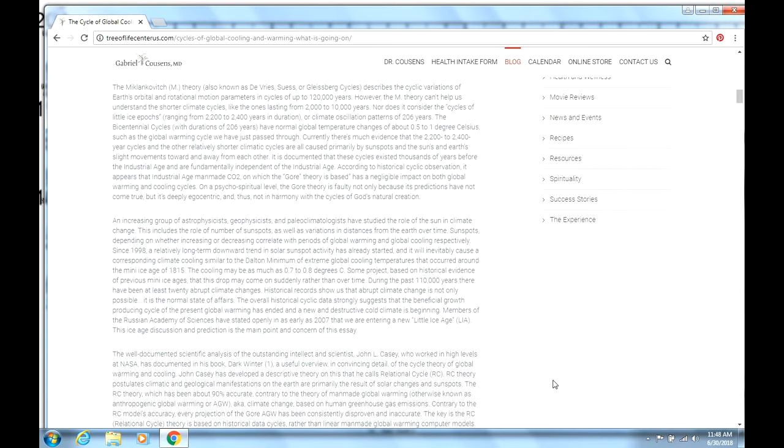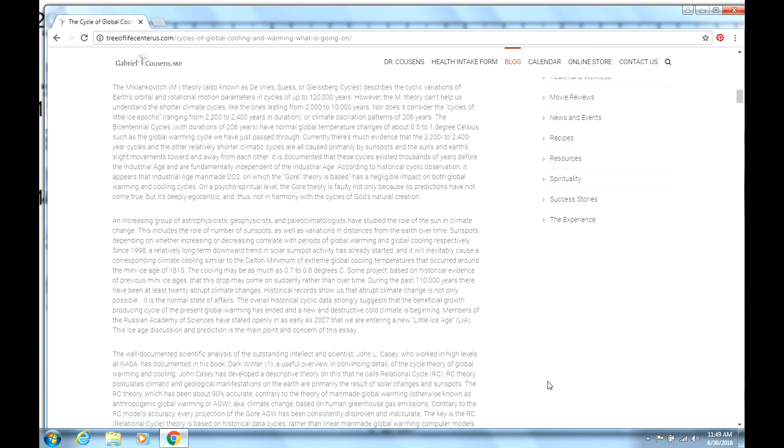An increasing group of astrophysicists, geophysicists, and paleoclimatologists has studied the role of the sun in climate change. This includes the role of numbers of sunspots, as well as variations in distances from the Earth over time. Sunspots, depending on whether increasing or decreasing, correlate with periods of global warming and global cooling, respectively. Since 1998, a relatively long-term downward trend in solar sunspot activity has already started, and it will inevitably cause a corresponding climate cooling, similar to the Dalton Minimum, of extreme global cooling temperatures that occurred around the mini ice age of 1815. The cooling may be as much as 0.7 to 0.8 degrees Celsius.